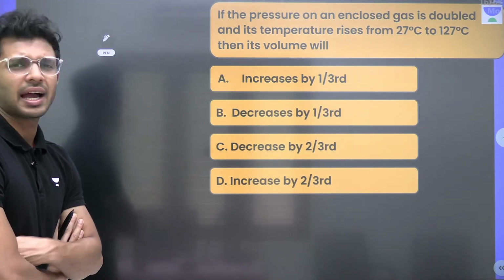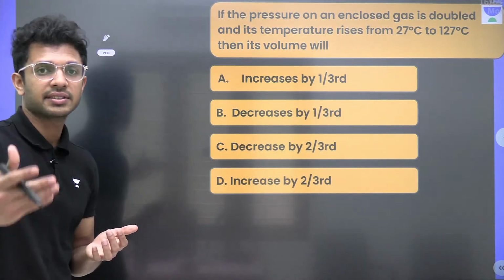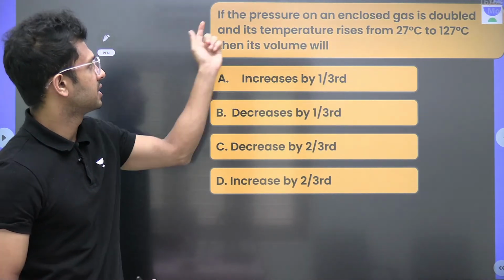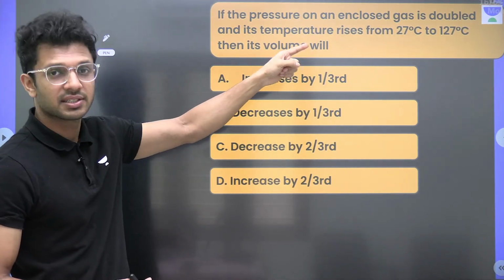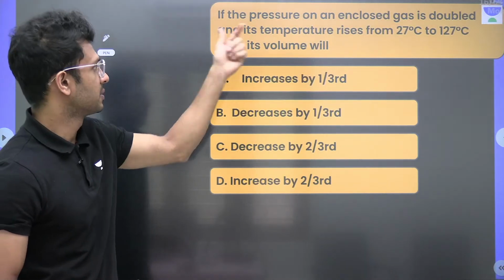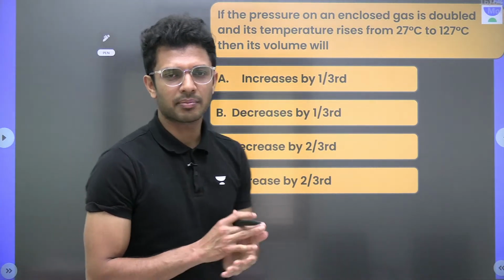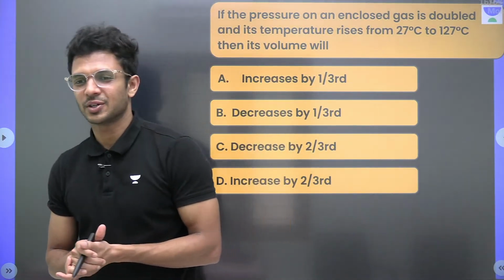I'll read the question. Actually, this is also a question which you can solve by using the ideal gas equation itself. If the pressure on an enclosed gas is doubled, and its temperature rises from 27 degrees Celsius to 127, what will happen to its volume? It's a comparison question. Simply, you can easily compare this and get the answer out of it.